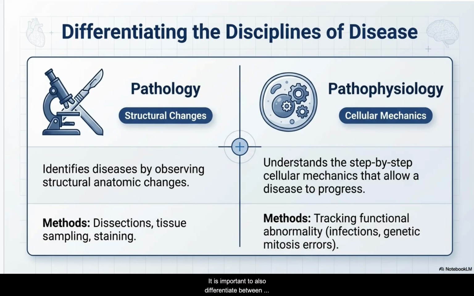It is important to also differentiate between pathology and pathophysiology. Pathology focuses on structural changes, for example, the what of the disease, often identified through dissections or tissue sampling. But pathophysiology, on the other hand, is the cellular mechanics, the how of the disease. We track the step-by-step functional abnormalities, such as genetic mitosis errors or infections, that allow a disease to progress through the body.